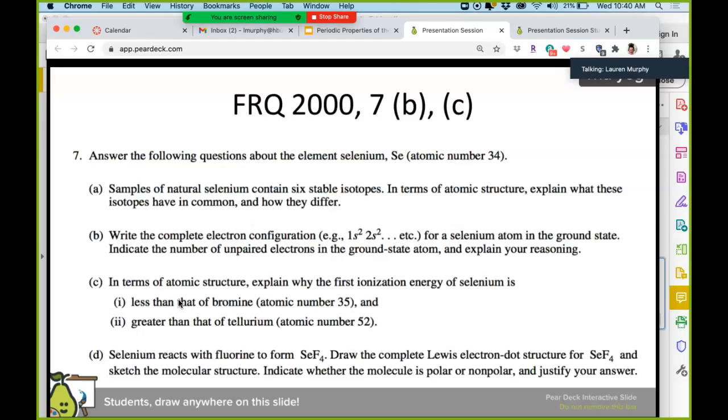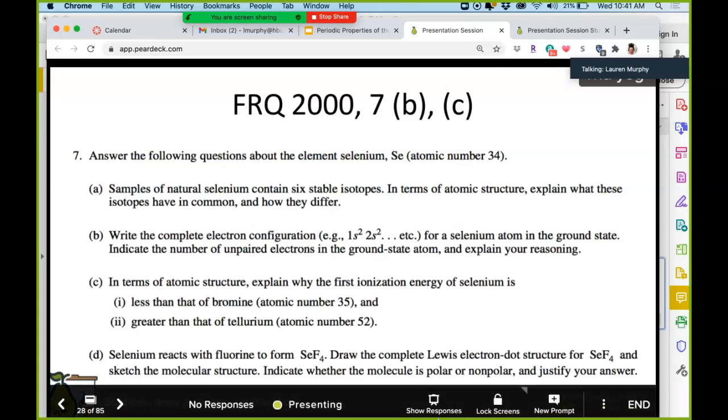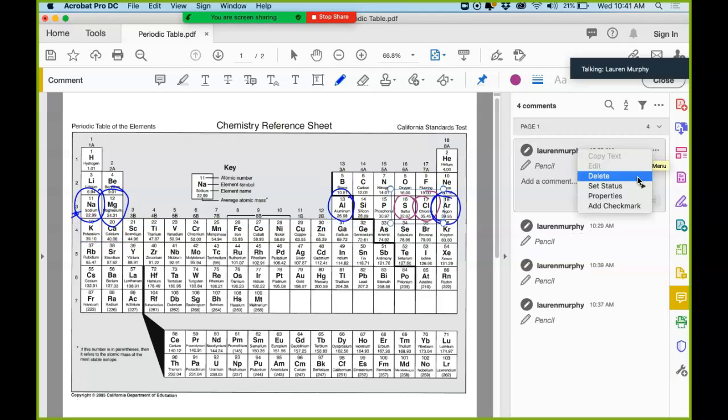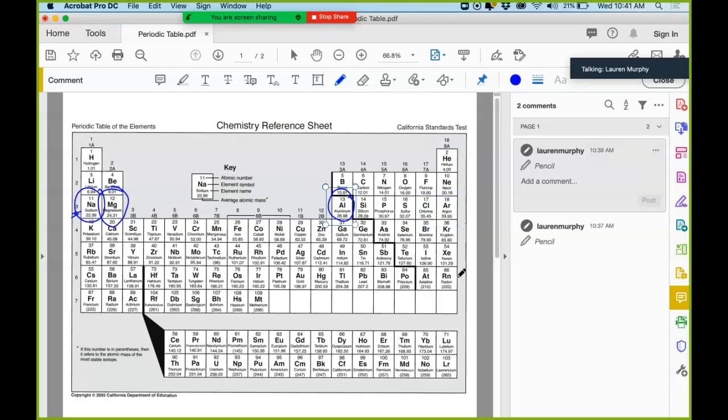Let's see. So in terms of atomic structure, explain why the first ionization energy of selenium, the first part says, is less than that of bromine. So we find selenium and we find bromine. Selenium and bromine are right next to each other on the periodic table. So here's selenium, here's bromine, and it says that selenium has a lower ionization energy relative to bromine, and you need to explain why. So I'm going to give you what a standard explanation could be. Now here's what it can't be.